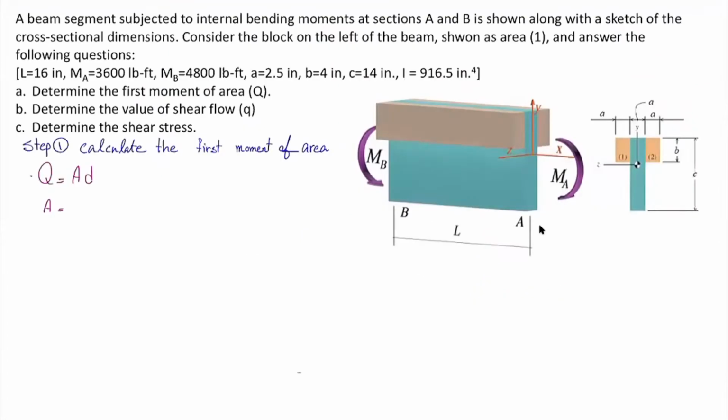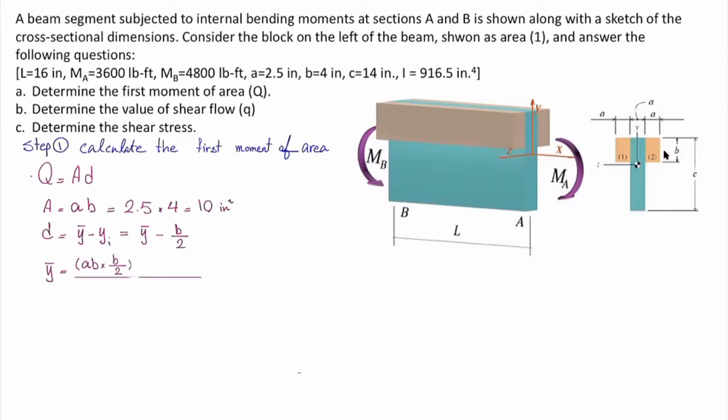Now, let me calculate them one by one. So area is going to be A multiplied by B, and I'm going to plug in the values. D is Y bar minus Yi, and we know that Yi is B over 2. And now let's calculate Y bar. So Y bar is the sum of A multiplied by Y divided by the sum of the areas. The first area is going to be A multiplied by B, and the distance of the centroid of that part to the top of the section is B divided by 2. And because there are two rectangles on the left and on the right, I'm going to multiply that by 2.